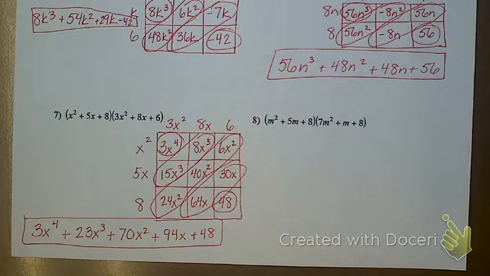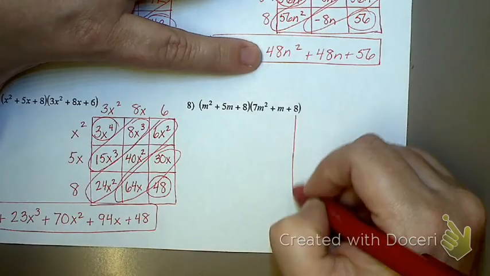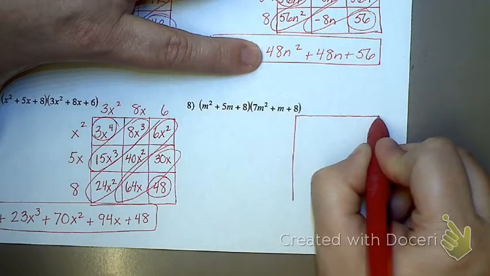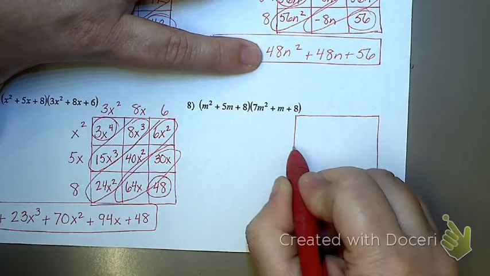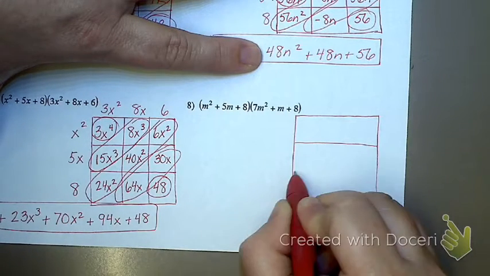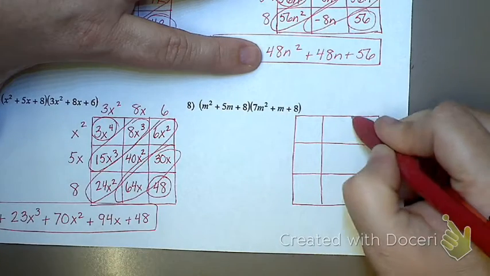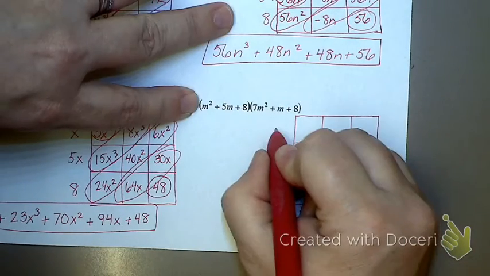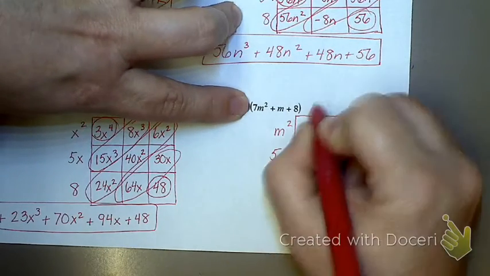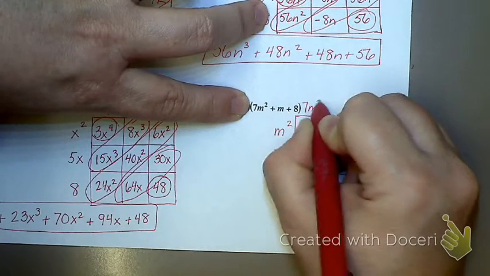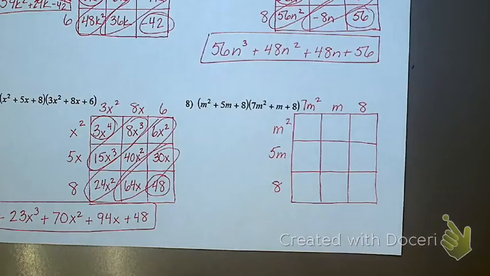Okay? All right, this last one, let's get it set up, and then you can write your answers. I need a 3 by 3. So take a minute and draw your box. And then fill in, let's see, m squared, 5m, and 8. And then 7m squared, m, and 8. And take a minute and fill that one out.